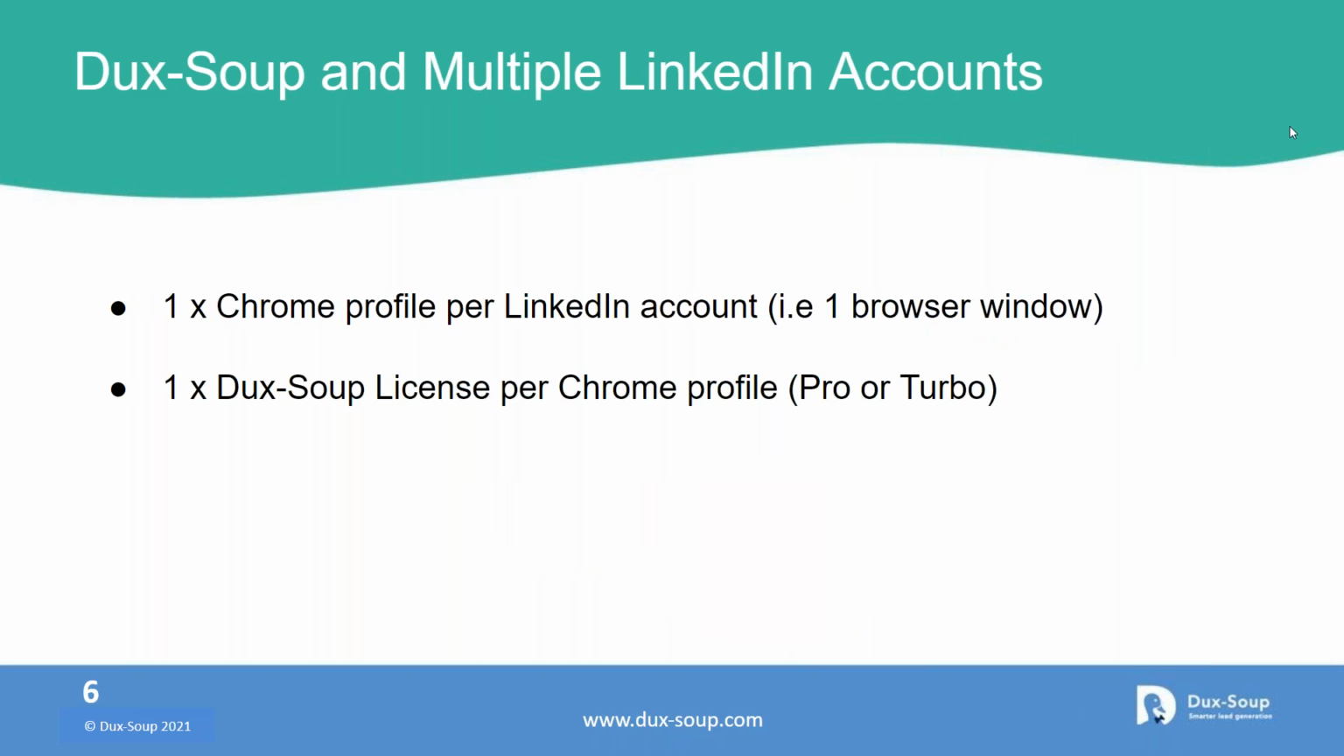So for running multiple accounts, you require the following. Per account, you would need one Chrome profile per LinkedIn account, i.e. one dedicated browser window, and one Dux Soup license, be that Pro or Turbo, per Chrome profile. So you always think about that sort of relationship. One LinkedIn account, one Chrome account, one Dux Soup license, and that is basically one, if you like, instance.